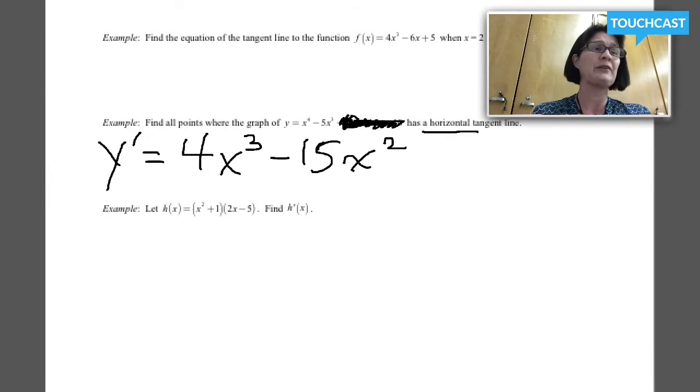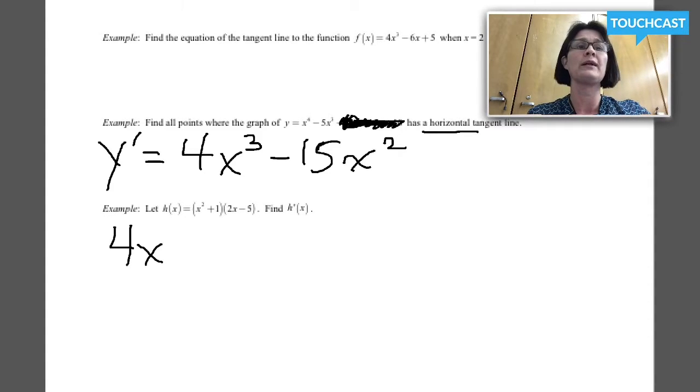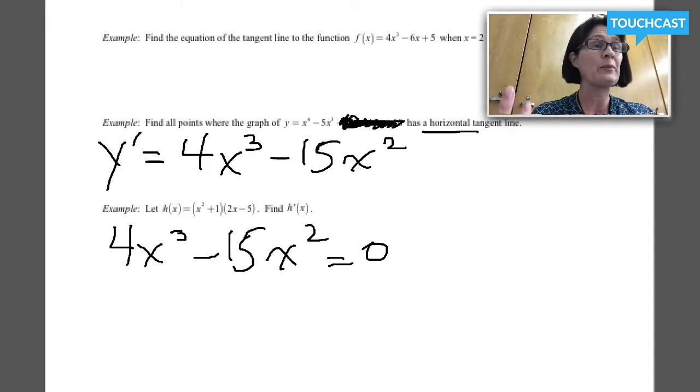That was calculus. That was taking a derivative. Now we have to understand what we're going to do with this. We want the function to have a horizontal tangent. That means the slope of the function needs to be 0, which means the derivative of the function needs to be 0. I'm going to set 4x cubed minus 15x squared equal to 0, and I have to remember how to solve that.